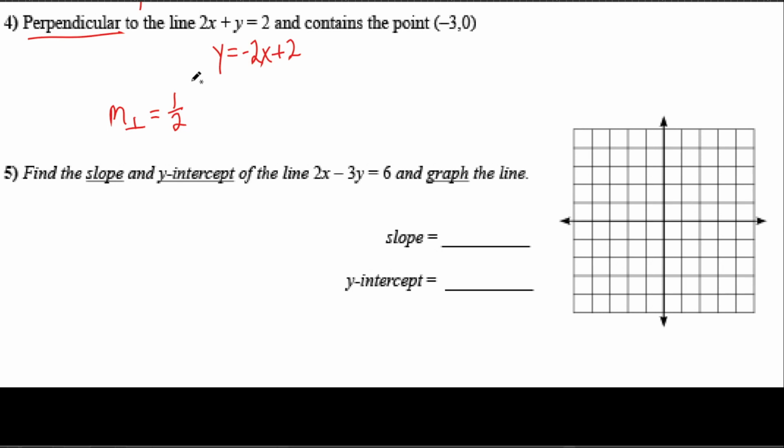Our slope is positive 1/2. Their slope was negative 2. All right. For the third time now on this quiz, I'm going to do the same thing. So remember, it's y equals mx plus b.